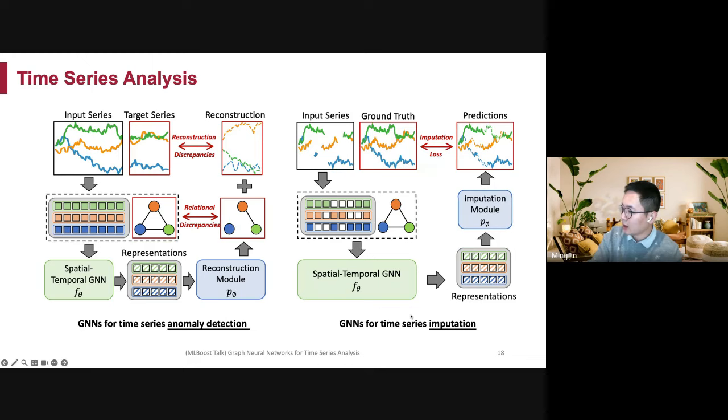Okay, and when we talk about GNN for time series imputation, the given time series could be incomplete. There may be some missing data. But the benefit is that with message passing, you can use the neighboring information as anchors to fill the missing information here. After that, you can get the representation for each of the nodes. And then with the predictors, you can try to reconstruct those missing parts in the given observations. And this imputation loss is what you are trying to minimize. So that is the four typical cases of time series analysis with graph neural networks.